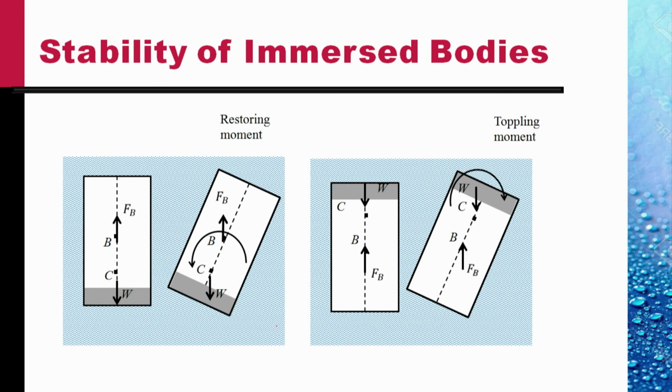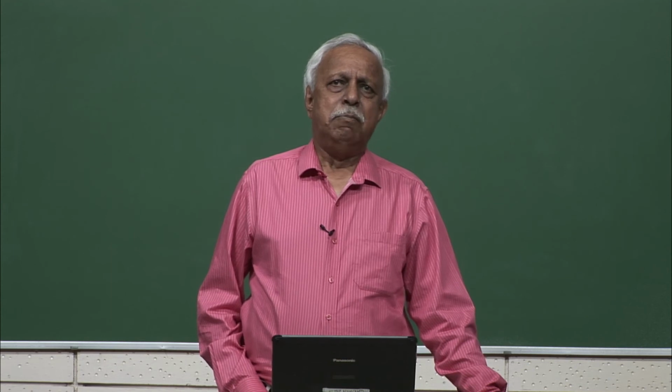Consider the other case where the body is floating with the heavy part up. The center of gravity is now above the middle point, and if the body now tilts to the right as shown, the weight and the buoyancy form a clockwise couple which will further upset the equilibrium and the body would topple over.